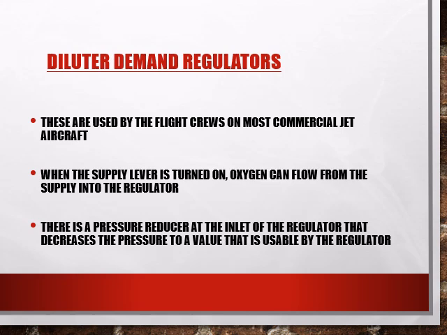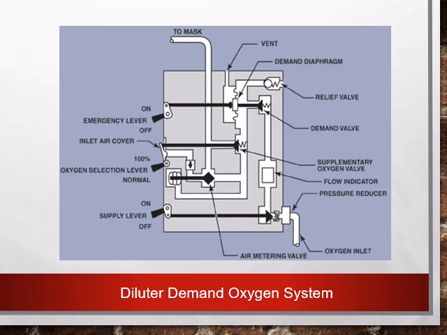When the supply lever of the diluter demand oxygen system is turned on, with the oxygen selection lever at normal, oxygen is allowed into the system through a pressure reducer. The oxygen then passes through the demand valve, which is controlled by the demand diaphragm. Meanwhile, the inlet air cover is open to allow cabin air into the system. The amount of cabin air is regulated by the air metering valve. The air and oxygen then mix and are supplied to the mask depending on the demand of the user. If the emergency lever is turned on, 100% oxygen is supplied to the mask.